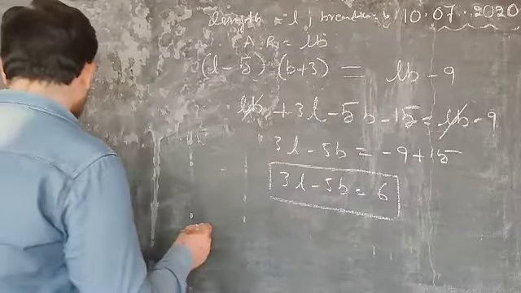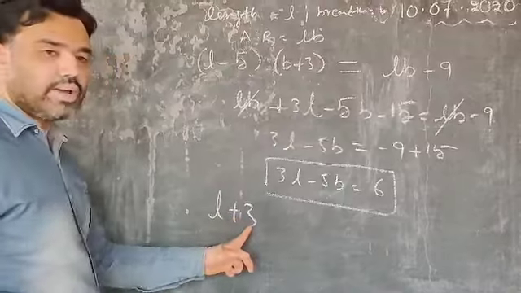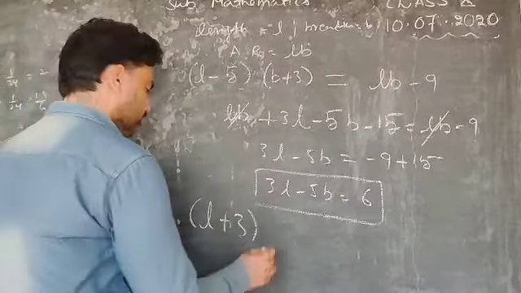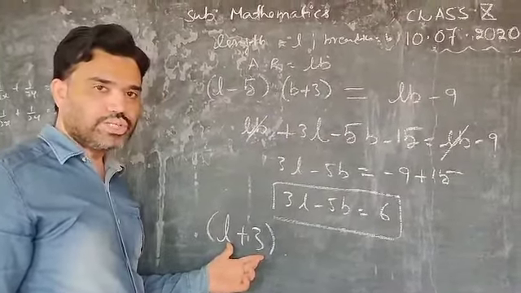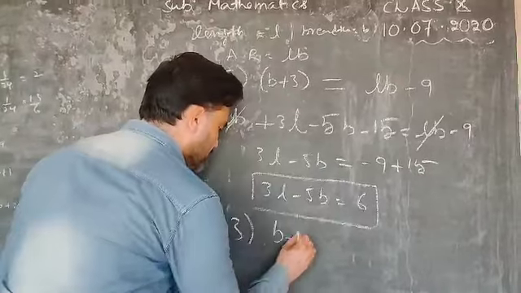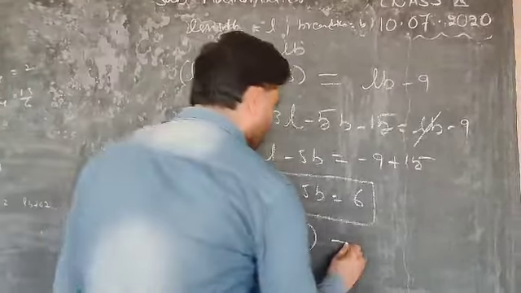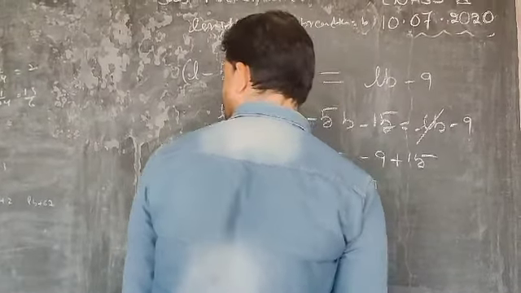Length is increased by 3 units. Breadth is increased by 2 units. Then the area of the rectangle is increased by 67 square units. Sorry, 60.